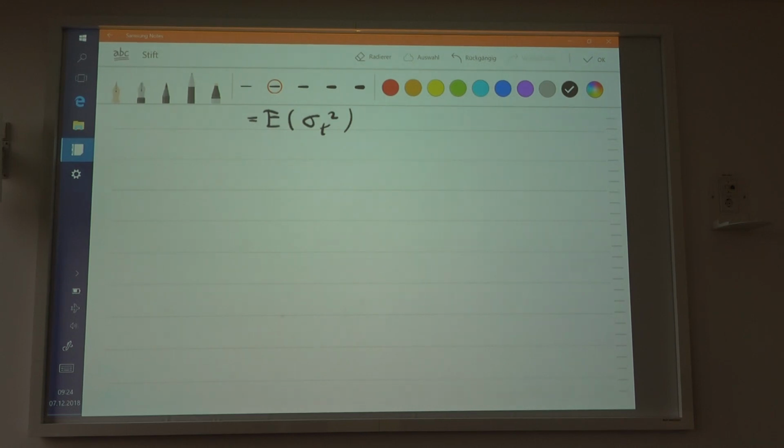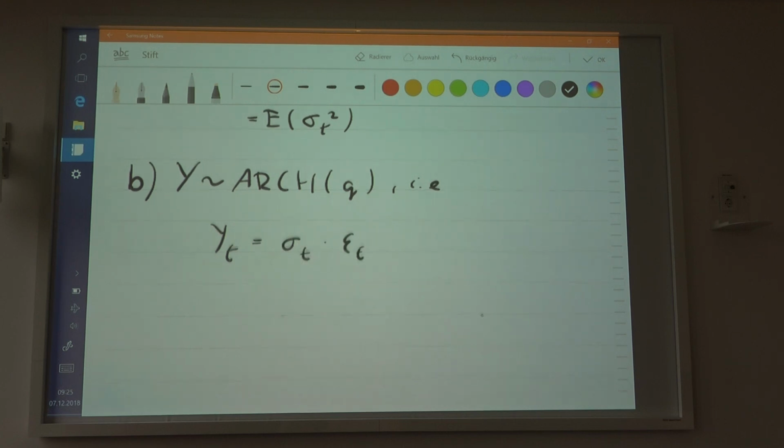All right, the second part of the exercise. Let me just go back to it. You have an autoregressive process of the squares, and then you would show that the conditional variance, in this case in particular, you have an ARCH type process. So y follows an ARCH type process. What does it mean? Basically, it means the following: you have y_t is equal to sigma_t times the noise.